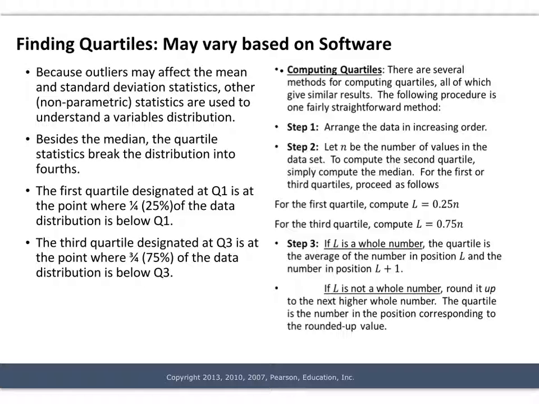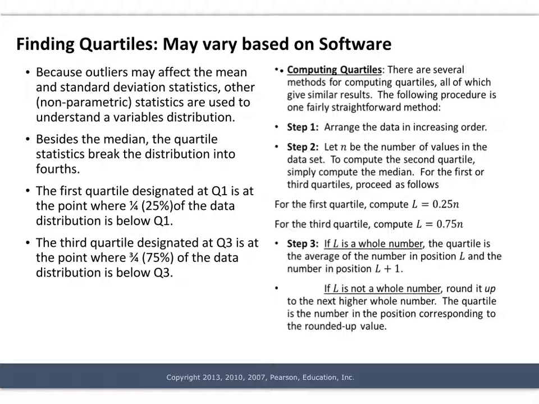Because outliers may affect the mean and standard deviation statistics, other non-parametric statistics are used to understand a variable's distribution. Besides the mean and median, the quartile statistics break the distribution into fourths. The first quartile, designated as Q1, is the point where 1/4 or 25% of the distribution is below Q1. The third quartile is designated as Q3 and is the point where 3/4 or 75% of the data is distributed below Q3.